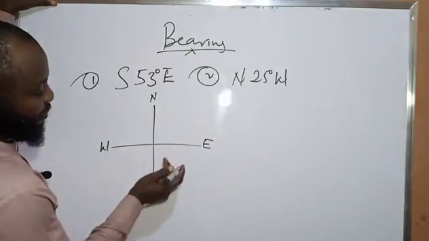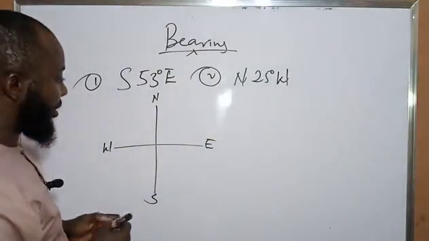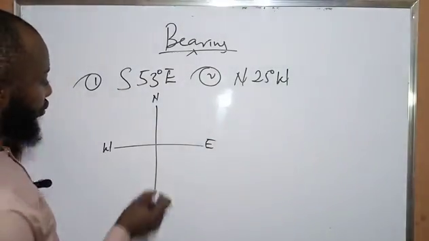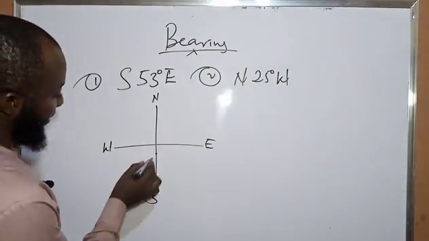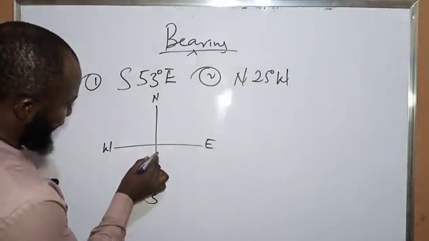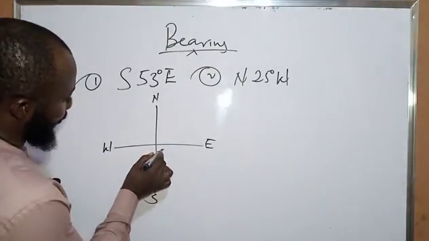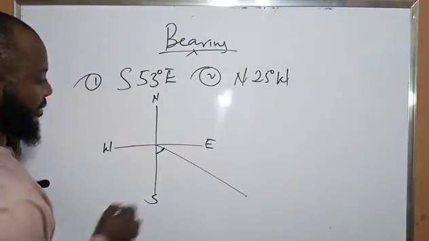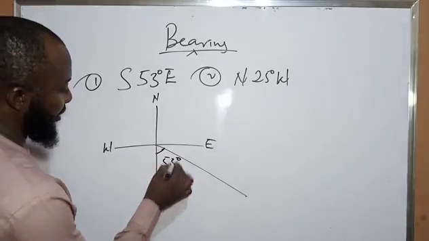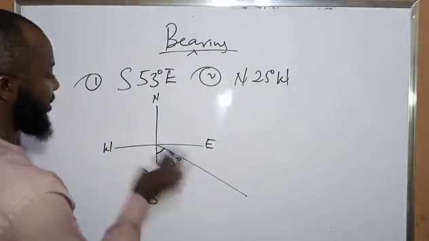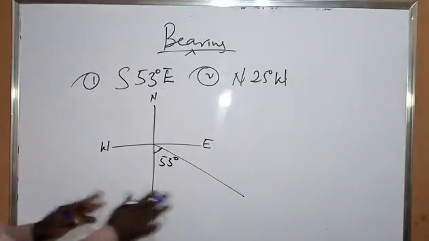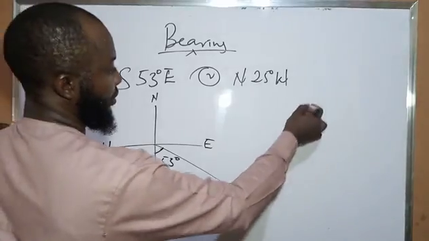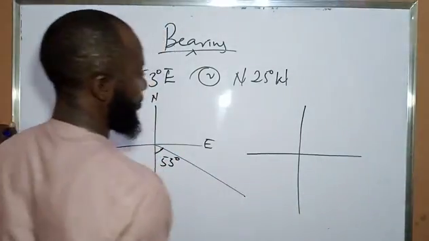In this case, we are just sketching. We are not trying to get the accurate angles. Since from here to here is 90 degrees, if this is half, then 53 degrees will be somewhere here, so we can just guess. So this will be 53 degrees. That is south 53 degrees east. That's how to sketch it. Then for the second one, you have this.